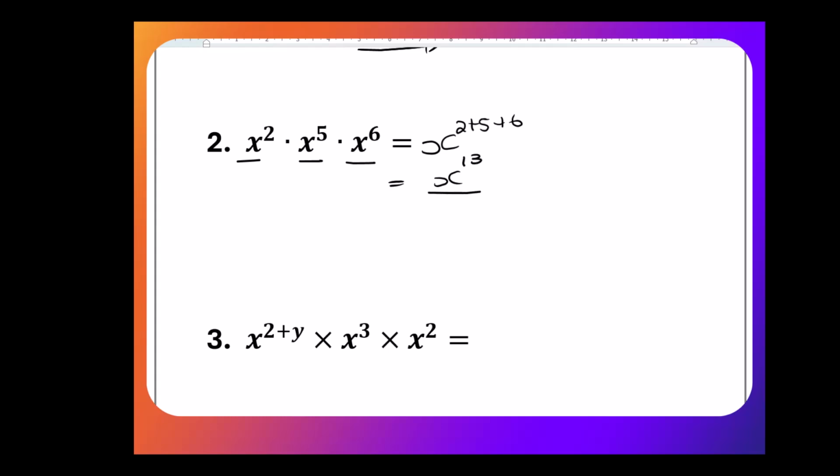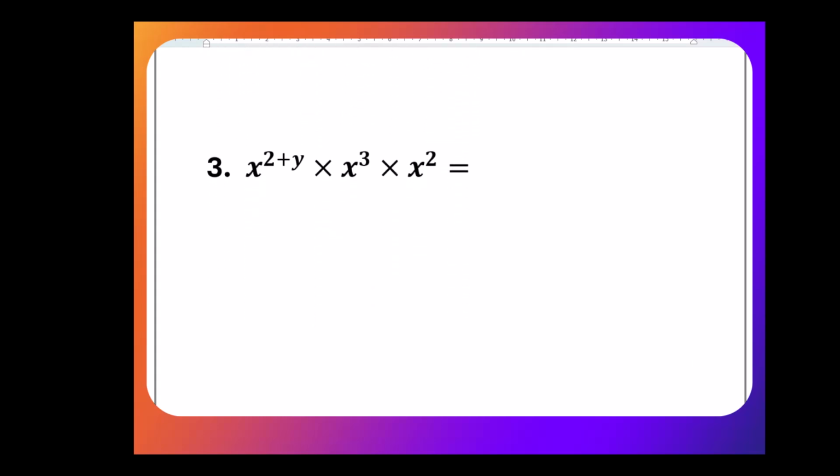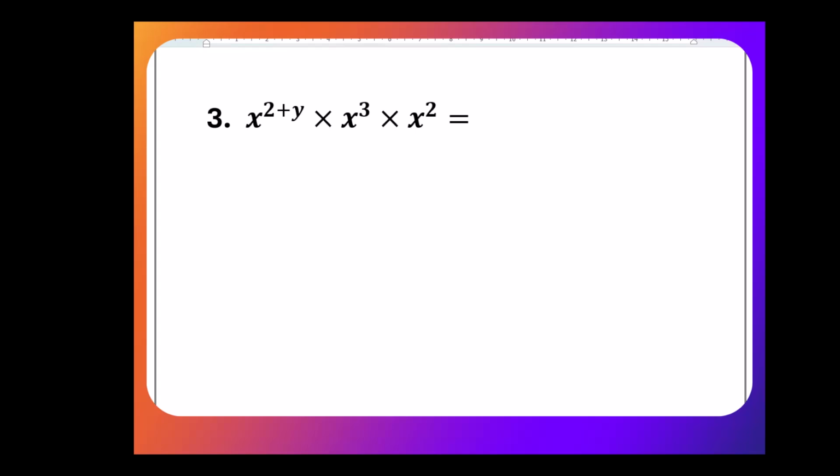Another example. Again, the base is the same. We multiply, we add. So I have here x to the 2 plus y to the 3 plus 2. Remember, these are not similar terms. So I'm going to say 2 plus 2 is 4 plus 3 is 7. So my answer is x to the exponent 7 plus y, not 7y.